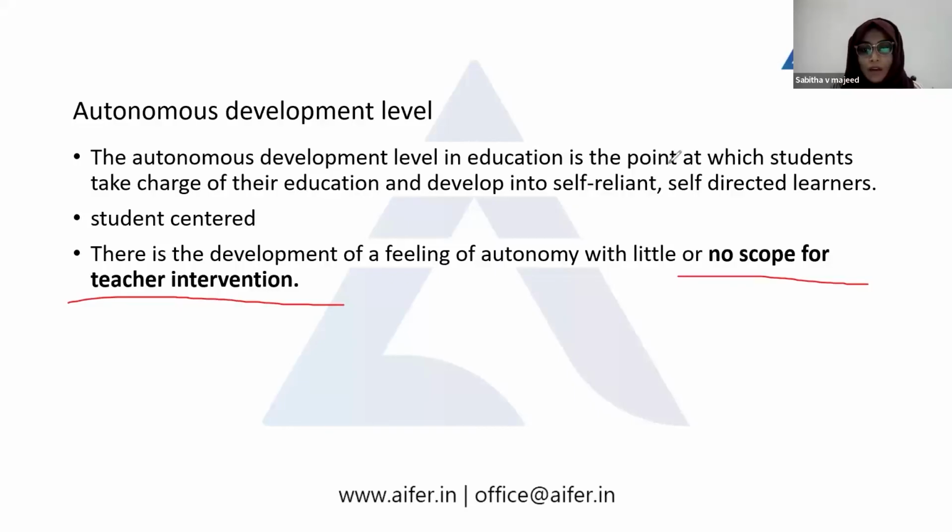Okay. Here, the students take charge of their education and develop into self-reliant and self-directed study. Here, the student make self-studies, self-notes for the examination purpose. It is a student-centered level of learning, autonomous development level. Okay. There is no role for teacher. The teacher will be absent in the autonomous development level. Clear?